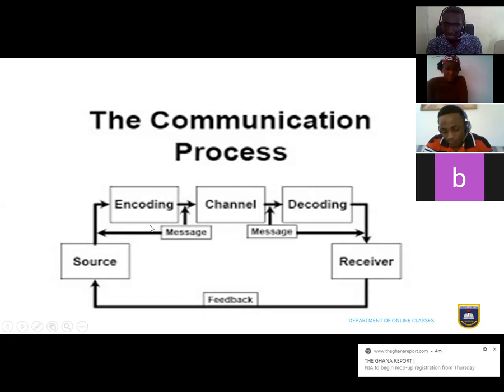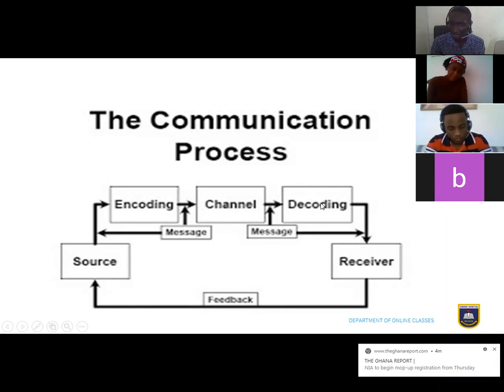Now, when I encode, after knowing that I'm going to put the information in this form, I must go through another stage called the channel. A channel means a medium, a way, a path through which the information is going to be sent. Are you following? Right now, what is the channel of communication between you and I? It is through Zoom. Do you agree? Yes. So Zoom here is serving as the channel, the way, the medium, the path through which the information can get to the receiver. You see over here, message. Can you see that? So I am sending a message through a channel.